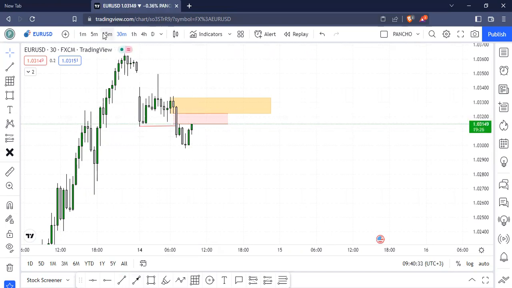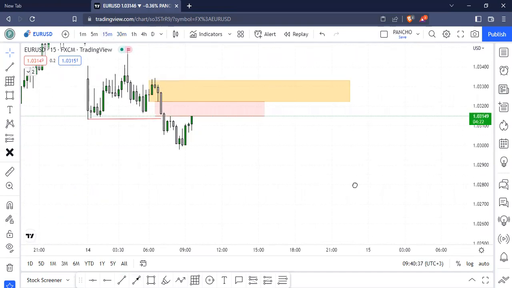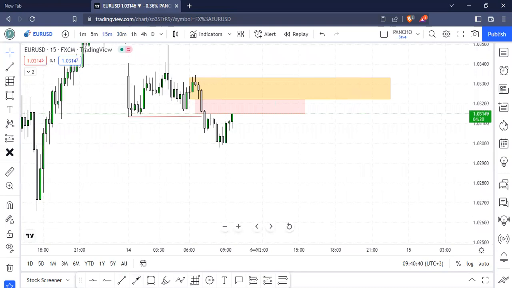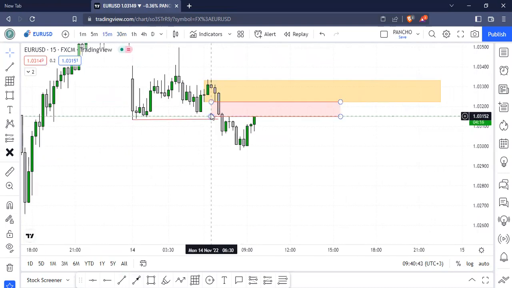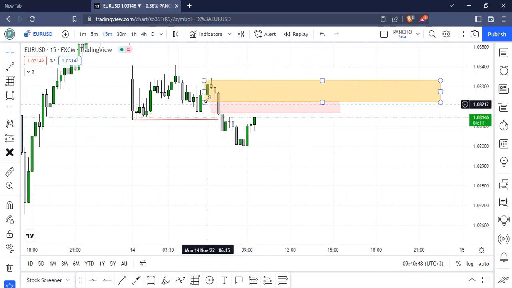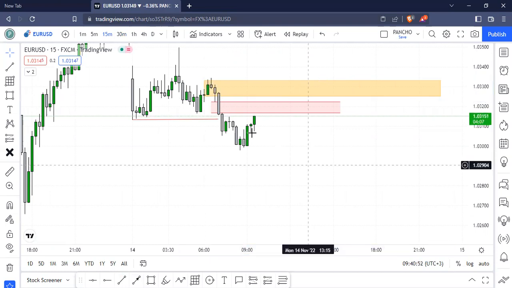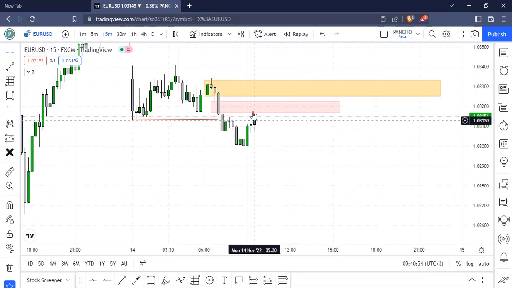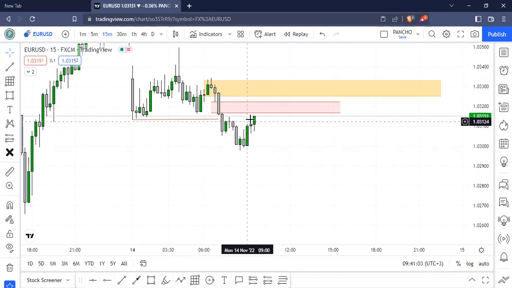So let's go to 15 minutes and see what is actually happening. As you can see here, this is what is actually happening. We have the fair value gap right there. This one, our fair value gap, and then our order block is right here. So I'm expecting to see the market filling this gap, and then we continue with the downtrend. So guys, this is the best area for me to be waiting to see how the market reacts.